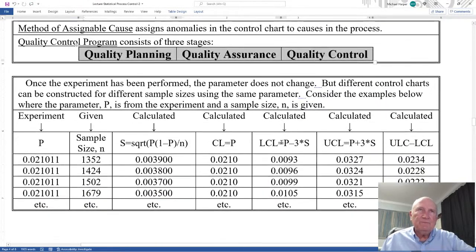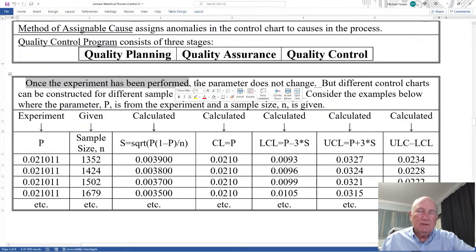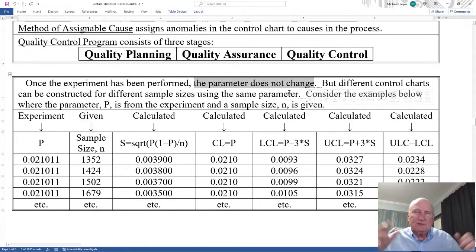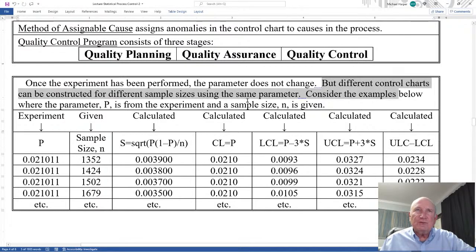Let's continue on. Once the experiment has been performed, what's the purpose of the experiment? To estimate the parameters. The parameter does not change, because that is saying this is what our process is doing. But different control charts can be constructed for different sample sizes using the same parameter. Now remember, the sample size is for the chart. Consider the examples below where the parameter P is from the experiment and a sample size N is given.